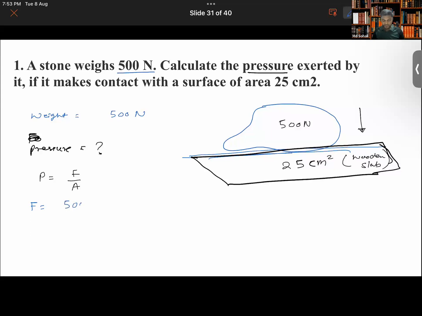Force here is basically 500 Newton, right? Basically, this weight here is the force. Weight or force, they are the same thing here. Now, the area given here is in centimeters square. This needs to be converted into meters square. So how do we do that? It will be 25 upon 100, divided by 100, right? So 0.25. But you see, there's a square sign also here. So it needs to be divided again by 100.